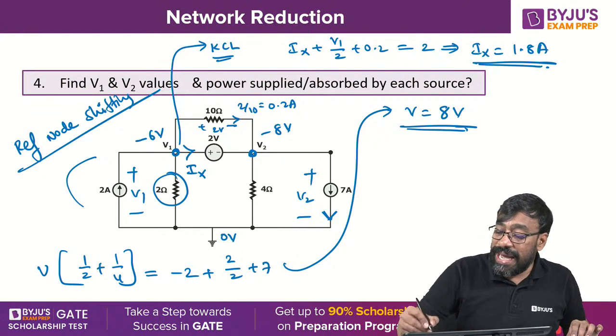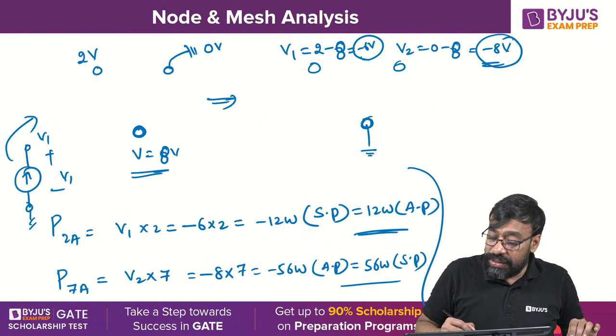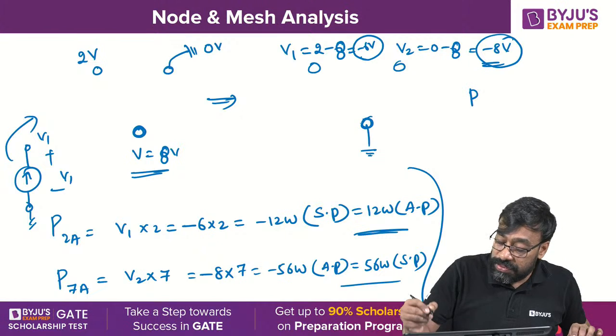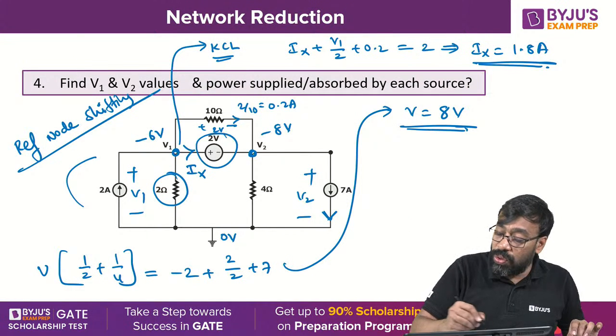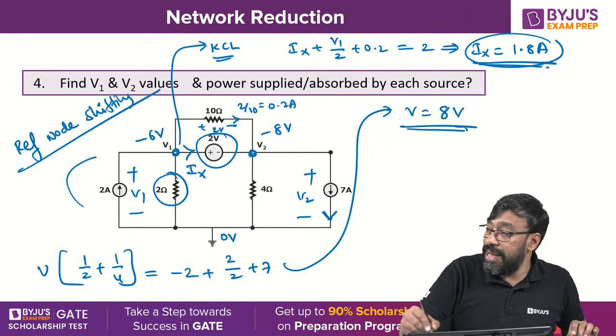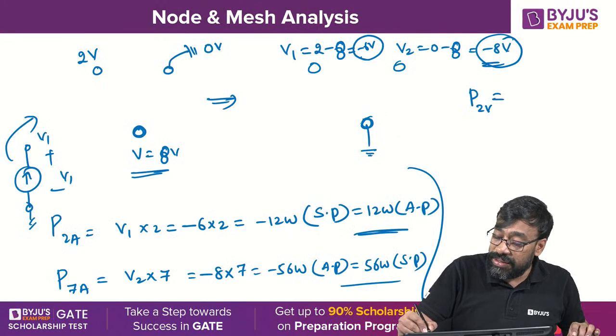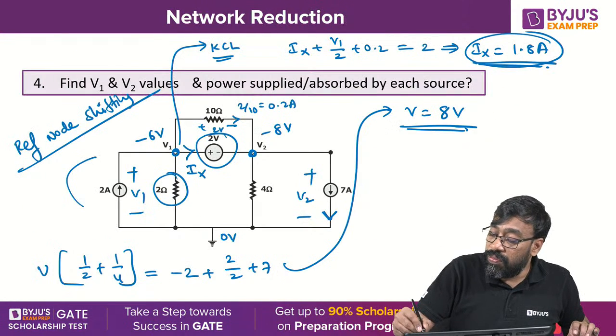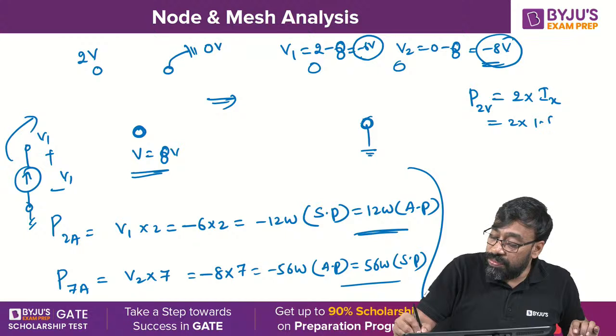Okay, so this Ix is equal to 1.8. Now the power of this 2 volt source is nothing but, what is the current actually here? Ix, 1.8. What is the voltage? 2 into Ix. That means 2 into 1.8, that is 3.6 watt.